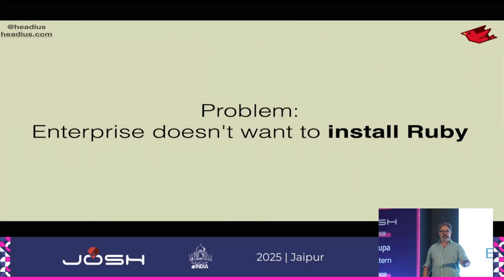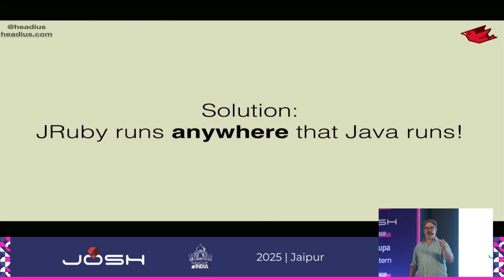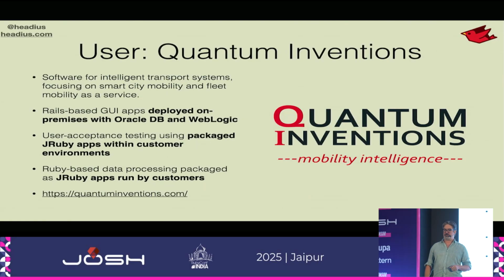So this problem, the enterprise doesn't want to install Ruby? No worries. JRuby will get you there. Build your application, deploy it on JRuby, throw it into the JVM, throw it into that web server, into that web application server, and you've got Ruby running in the enterprise.